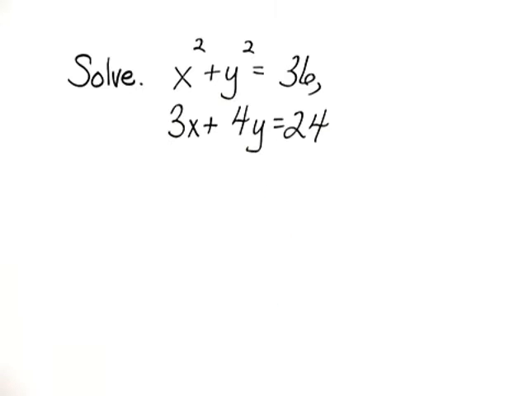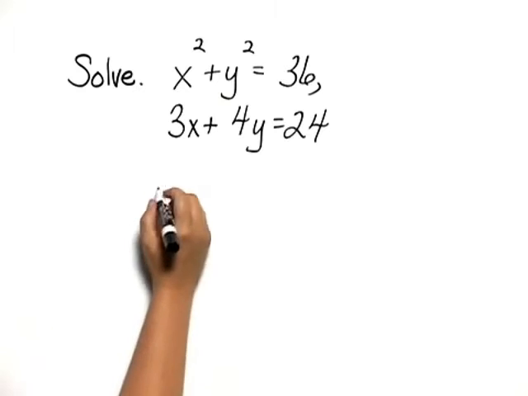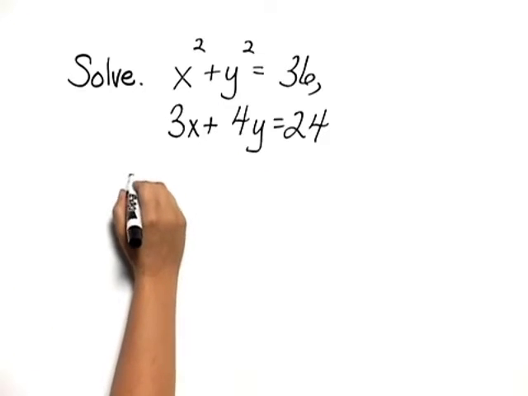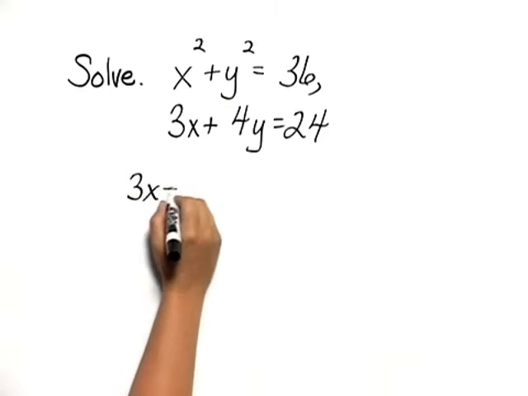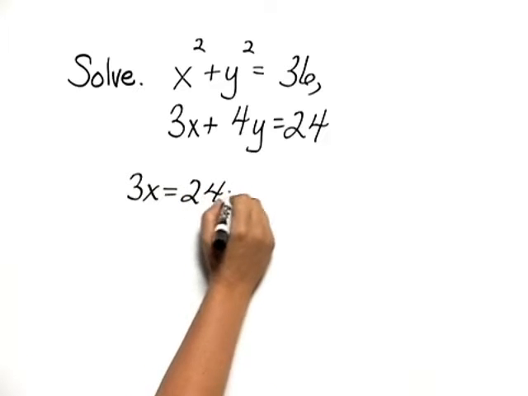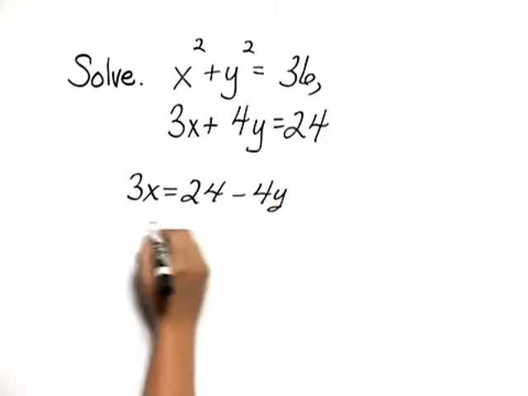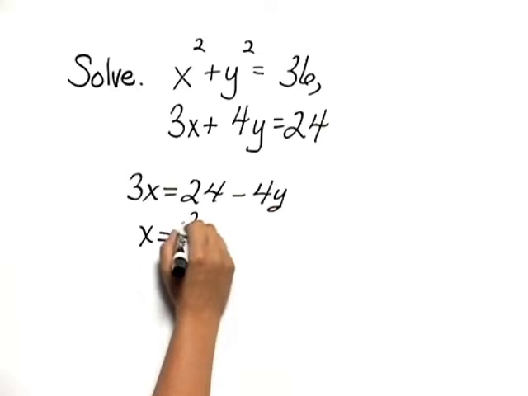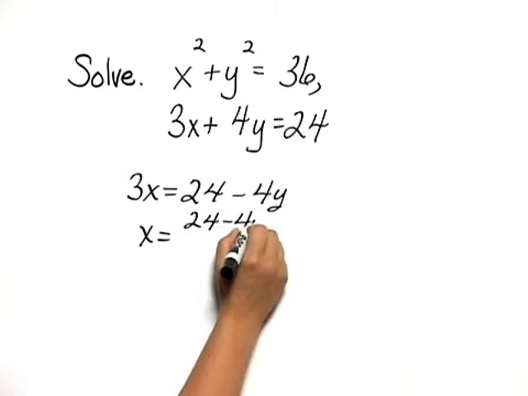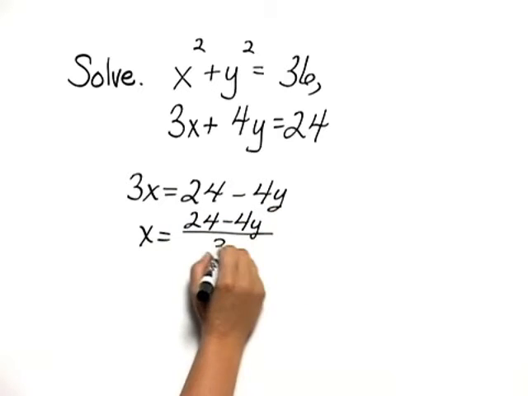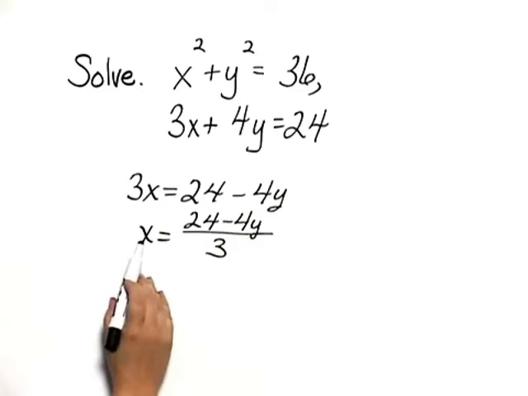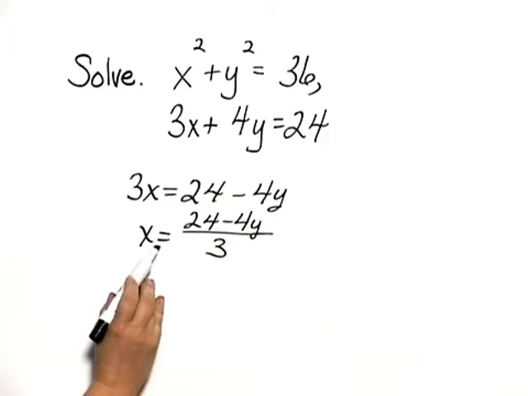the linear one and we'll solve for one of the variables. Let's solve for x. In the second equation, we have 3x equals 24 minus 4y. So x equals (24 minus 4y) over 3. Then we'll take this value for x and substitute it for x in the first equation.